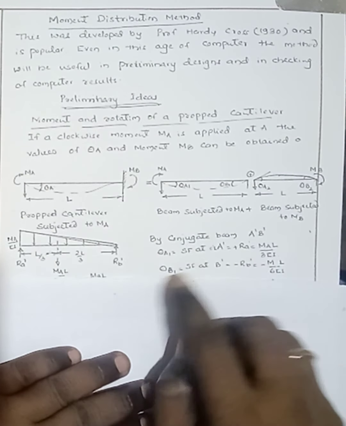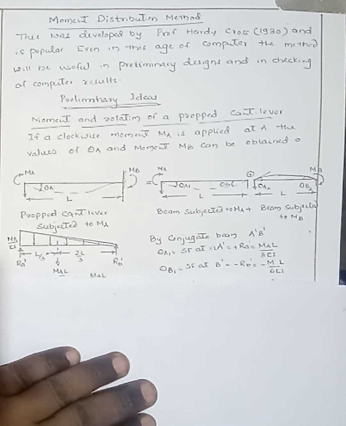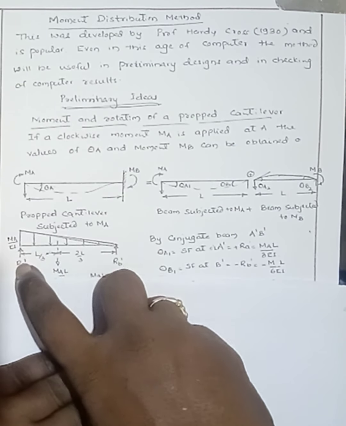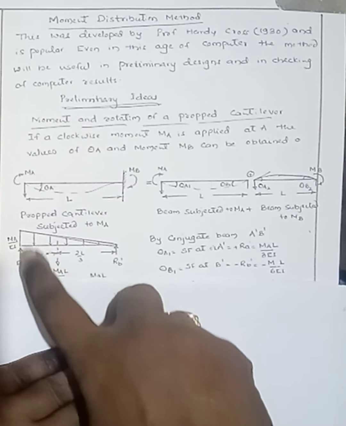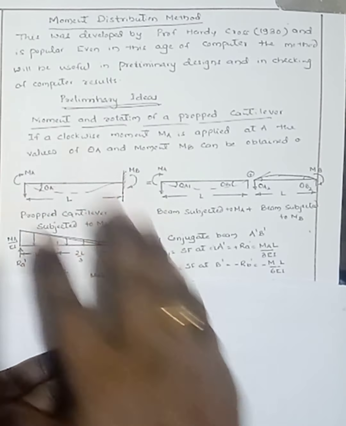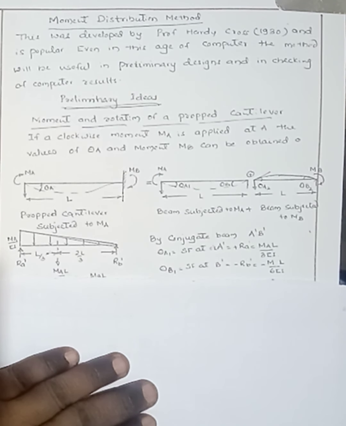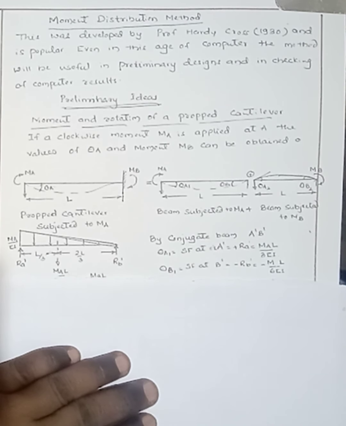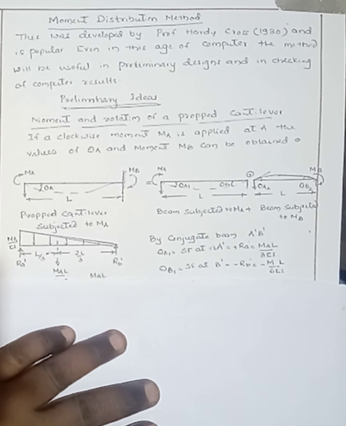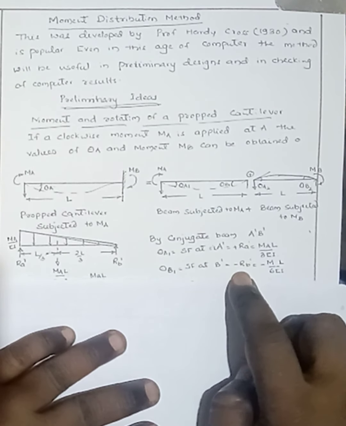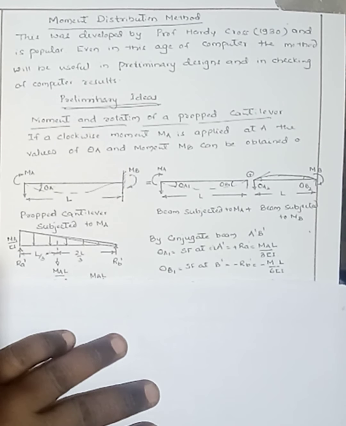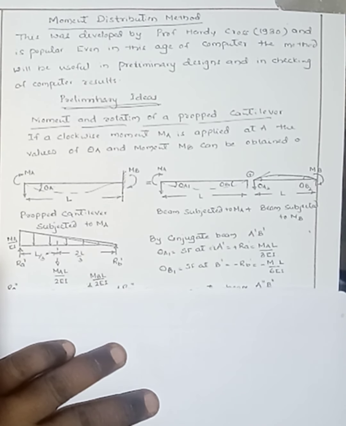Then RA dash, you know the sign convention: left upward forces are positive for shear forces. Here the summation of all the forces to the left side is positive. Then the shear force is RA dash, that is MAL by 3EI. Similarly, theta B1 equals the slope at point B due to MA, which is given by the SF at B dash. Here right upward is negative, hence that is minus RB dash. The shear force at B dash is minus RB dash, that is MAL by 6EI.